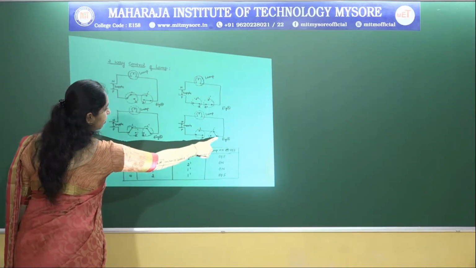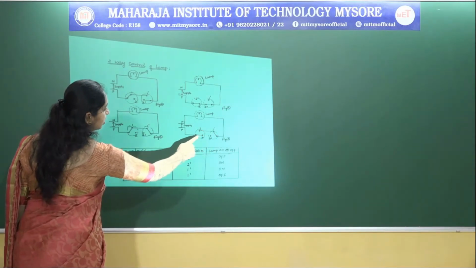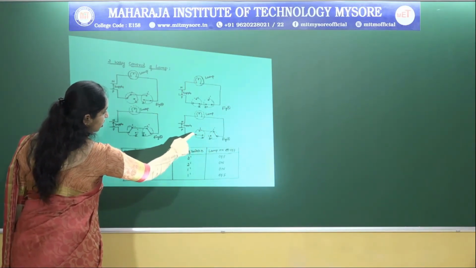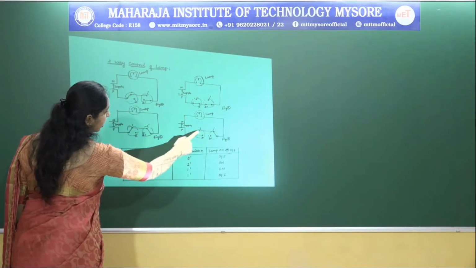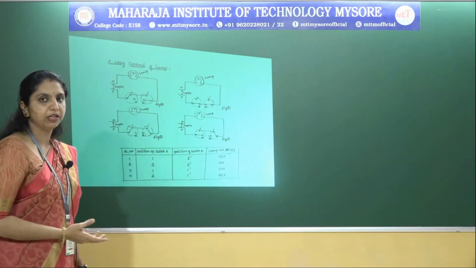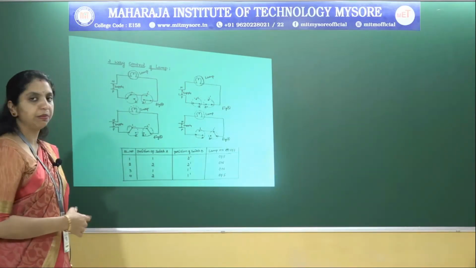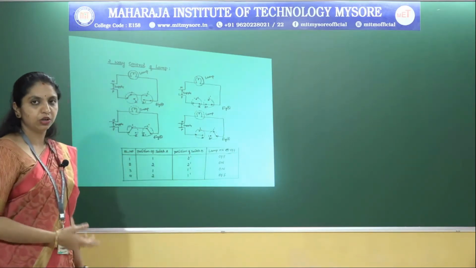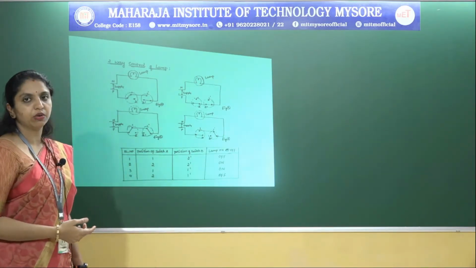Look at this again. Of course we have a straight connection between the two switches, but now switch A is at position 2. Since there is no connection between this line and this line, it becomes an open circuit, because there will not be any supply in the circuit, and the condition will be off. The lamp doesn't glow. So this is about the two-way control of a lamp.